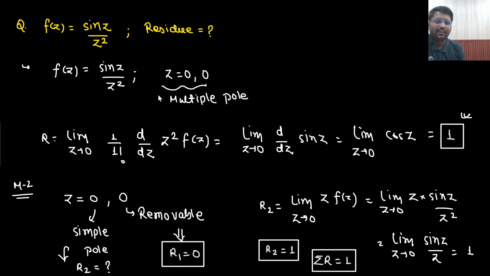Similar thing we have done here. Here also the residue is coming out to be the same. Here also the residue was 1 and here also the residue was 1. No matter which method you apply, whether you consider it a multiple pole or you consider it as one simple pole and one removable singularity, both give you the same result.